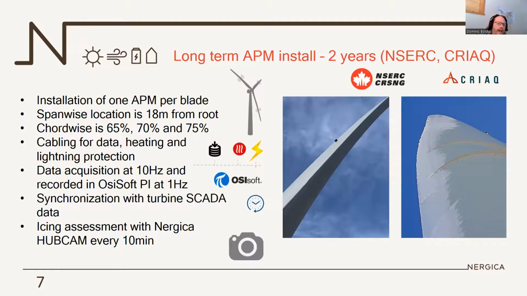And for icing assessment, we use 2 cameras that are always pointing at our blades. We have pictures every 10 minutes of the turbine, so we can assess how much ice there is on the turbine. On the left screen, you can see the turbine after an icing event, and you can also see the APM, which is on the suction side here.